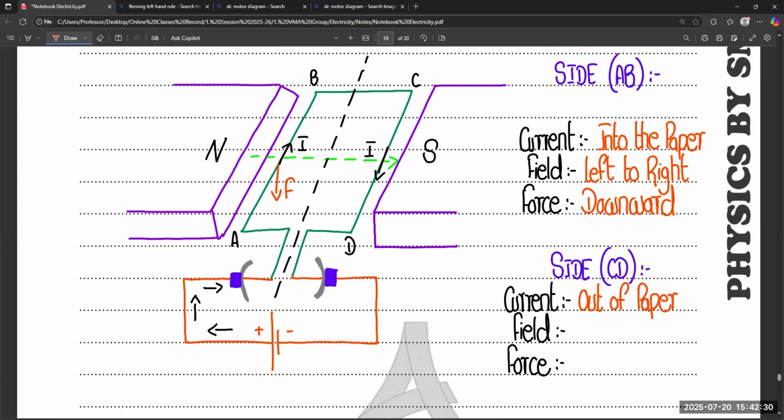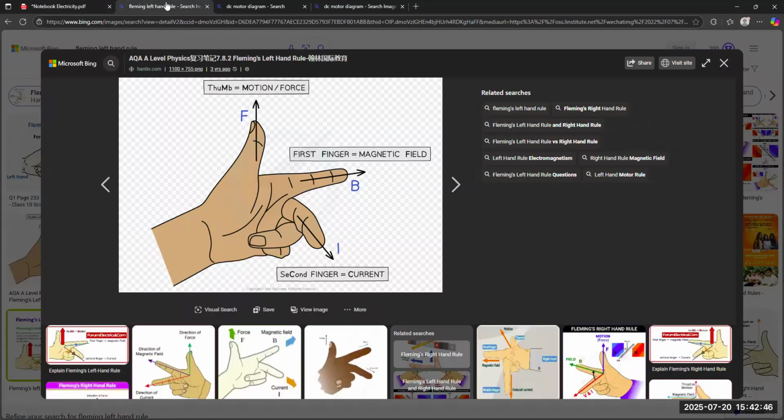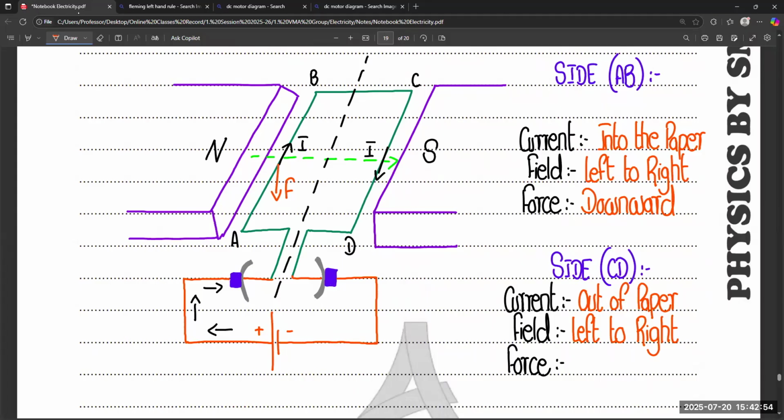And the direction of field is again the same, left to right. Because of the change in direction of current, if only one quantity changes, the direction of force also changes. So in this orientation, magnetic field is towards the right, current is out of the paper, and force acts in the upward direction. Now you can see it is like a steering wheel. One side is going down, the other side is going up, so it starts to rotate.